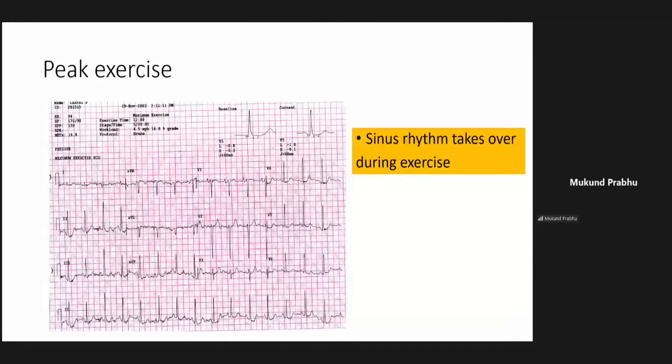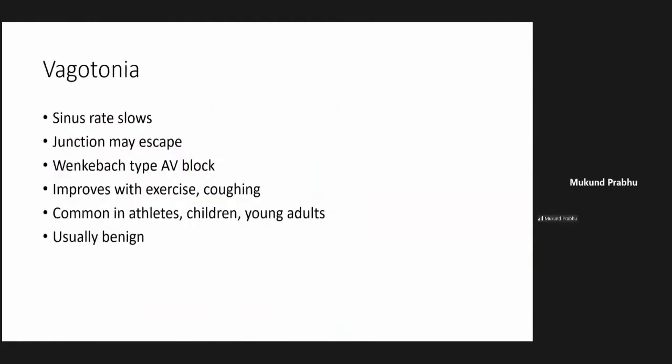And he was made to walk through a TMT, and now the sinus has taken over. So just in an asymptomatic patient, a lack of sinus rhythm essentially may not be pathological. It may come out during exercise. And the reason for this is the vagotonia, which slows the sinus rate. Junction may escape, and even Wenckebach type of AV block may be seen.